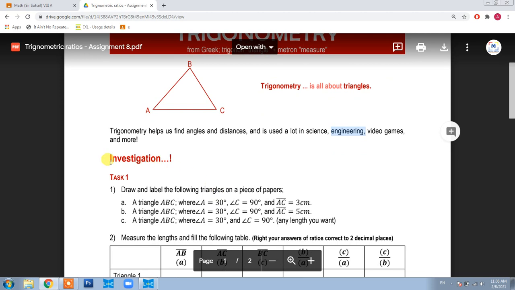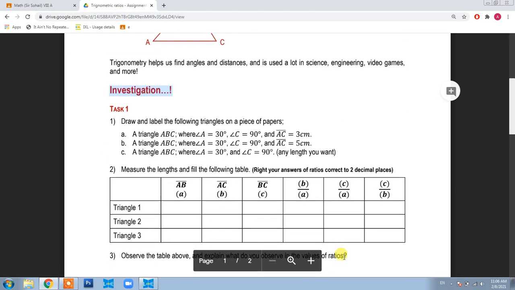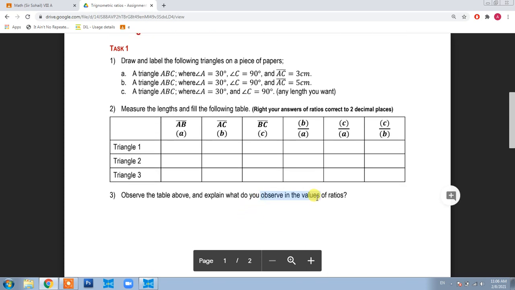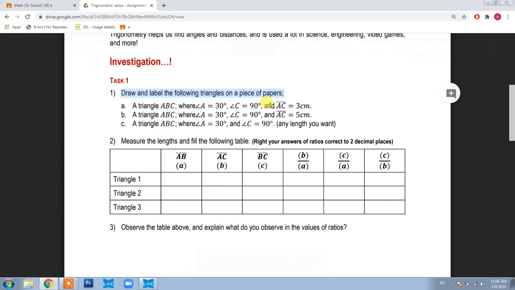So you are going to do some investigation, and you will have to write what you observed in that investigation. So this is a simple task. Task number 1: draw and label the following triangle on a piece of paper. In your copy, you will draw these triangles, and you know how to draw them. You draw a first triangle. The angle A should be 30 degrees, angle C should be 90 degrees, and the side AC should be 3 centimeters. So you can easily draw this.